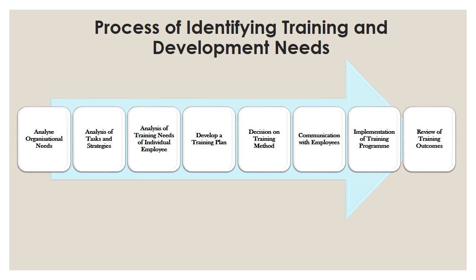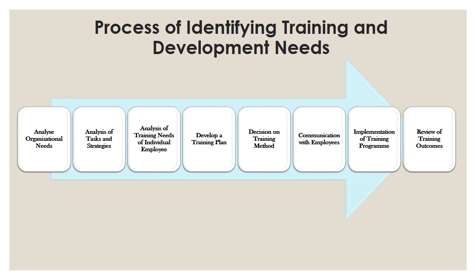So up till now, what did we do? We analyzed the needs of the organization. We analyzed what skills are required to perform a particular task. Then we understood the needs of an individual employee. Now when we come to know all these three things, we will align those three things, integrate those three things, and then develop a training plan.